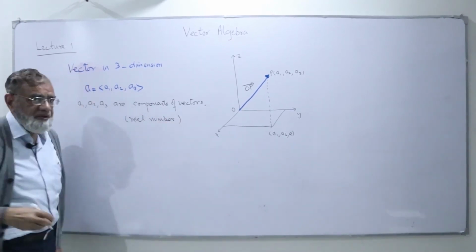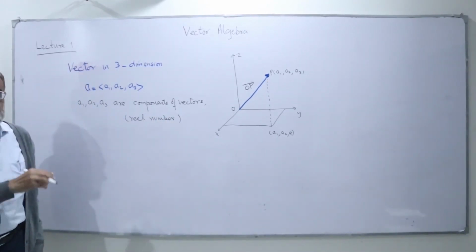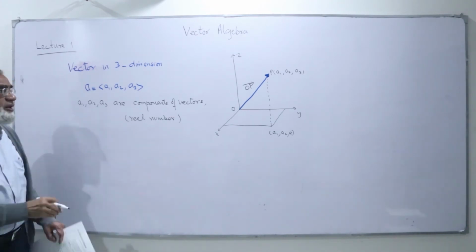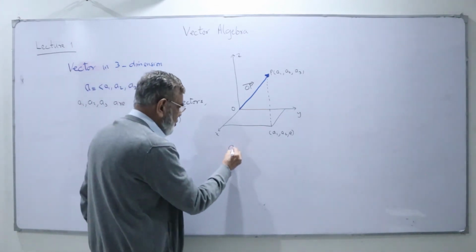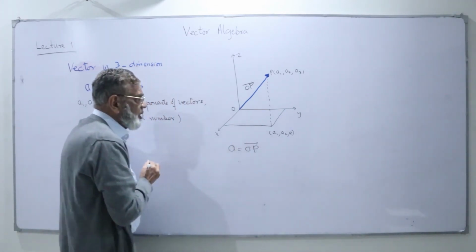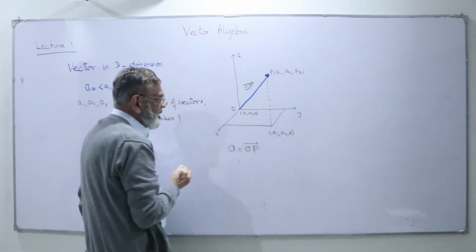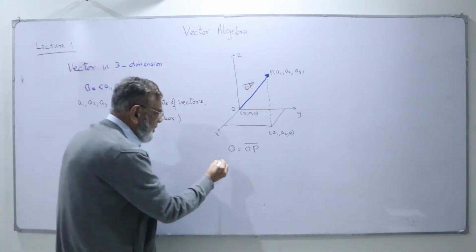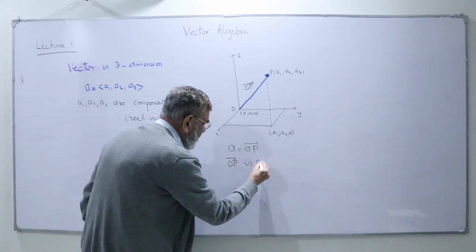We'll discuss the vector valued function later, but in this portion we are discussing real numbers. As we have seen here, our A is OP, a very special form, we're not having PQ. Now this point O is 0, 0, 0, on the origin. This vector OP, when the initial point is on the origin, is called a position vector.